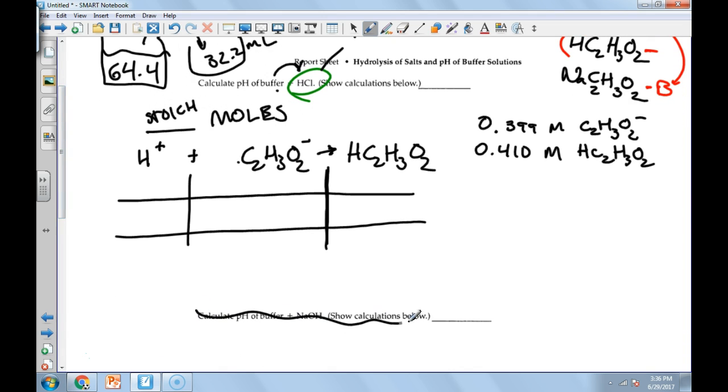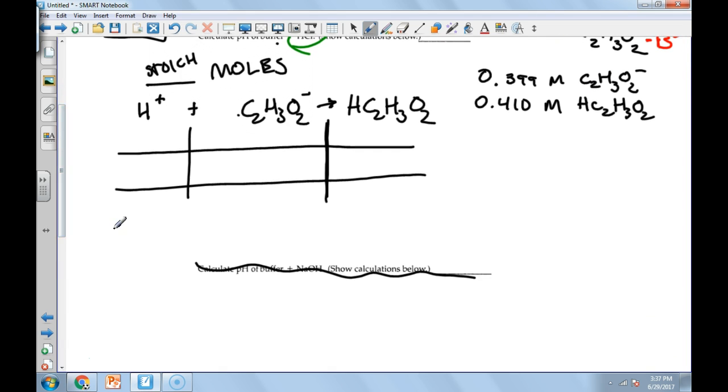So I'm going to take this and we're not going to do this part of the problem here. Okay, but let's come back here. How many moles? So for the A minus, the C2H3O2 minus, we have 32.2 milliliters, and that equals 0.0322 liters. We're going to X-line that.